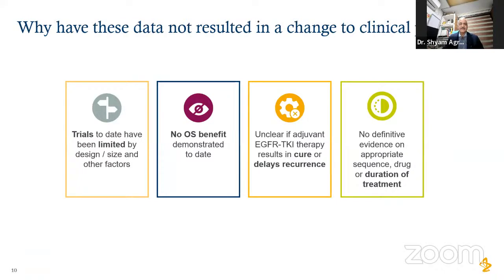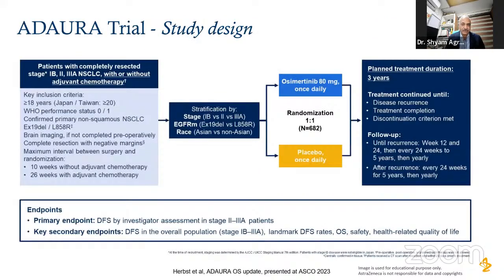So why have these data not resulted in a change to clinical practice? One, trials to date have been limited by design, size, and other factors. Two, there was no OS benefit demonstrated to date. Three, it is unclear if adjuvant EGFR TKI therapy results in cure or only delays recurrence. And there was no definite evidence on appropriate sequencing, which one comes first or next. Duration of treatment was also not clear.